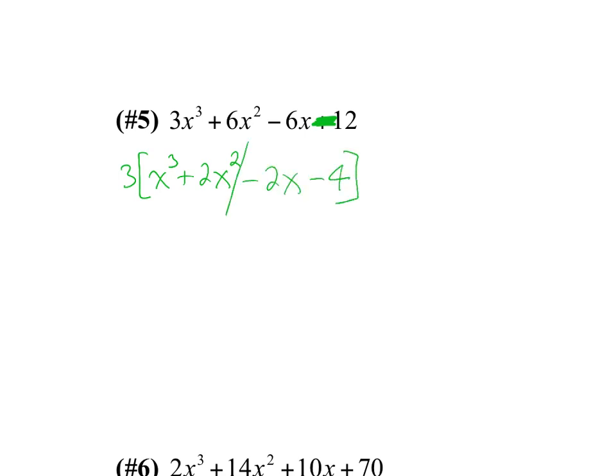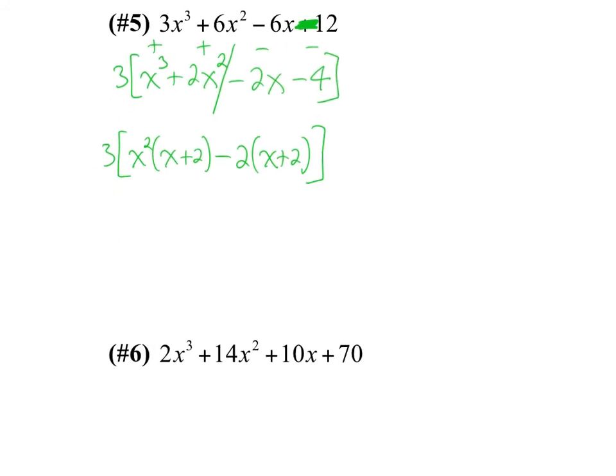We're going to split it in the middle, check our signs. These are both positive. These are both negatives. So we're going to want to pull out a negative for that second part here. So we have 3 square bracket. What can we pull out of x cubed plus 2x squared? We can pull out an x squared, and then we have x plus 2. And we can pull out a negative because the signs don't match. Negative 2 times x plus 2.